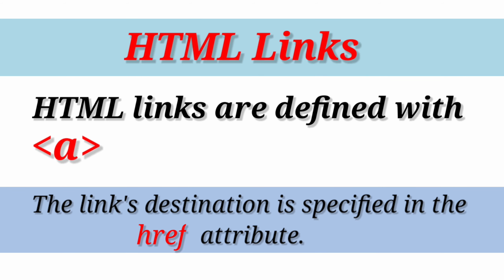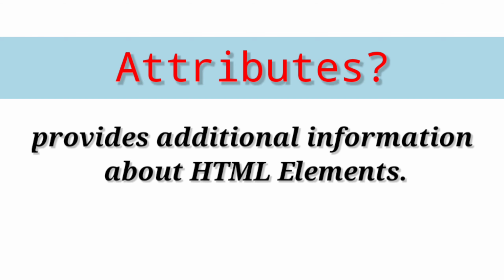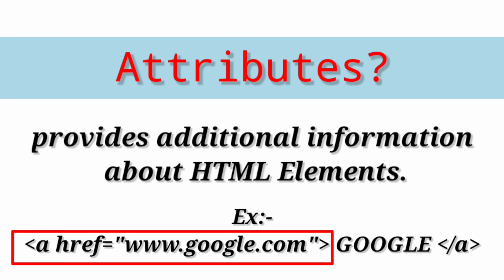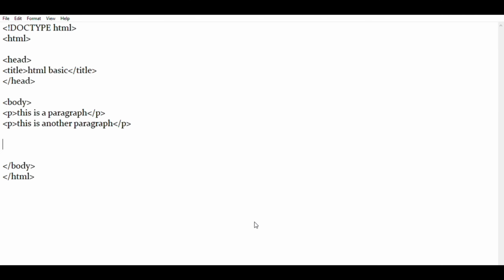Now the next concept is HTML links. HTML links are defined with the anchor tag, that is the a tag, and the destination of the link is specified in the href attribute. Now what is an attribute? Attributes provide additional information about HTML elements. Attributes are always placed in the starting tag or opening tag. So let's see an example.